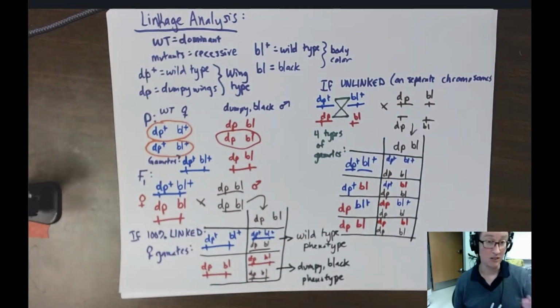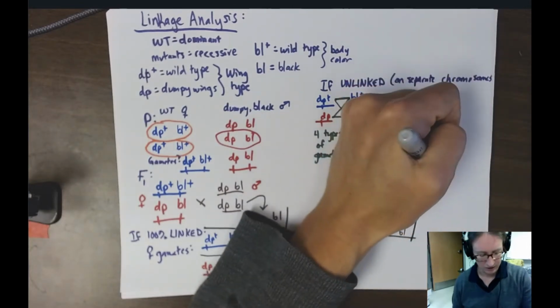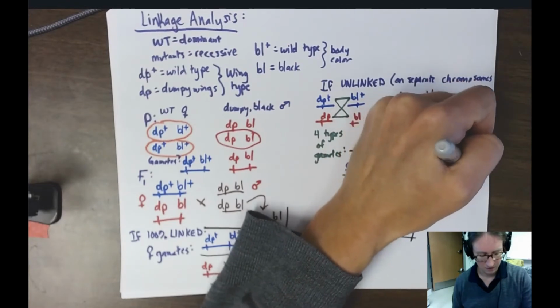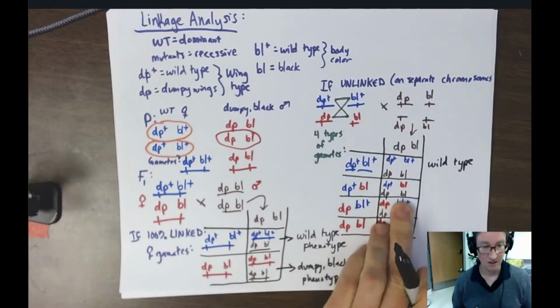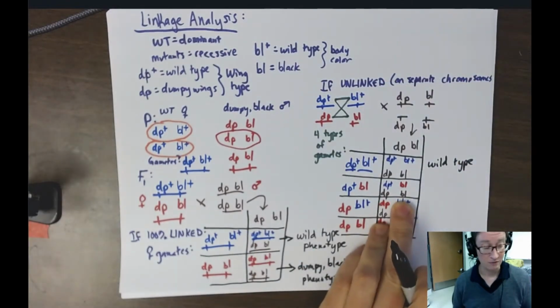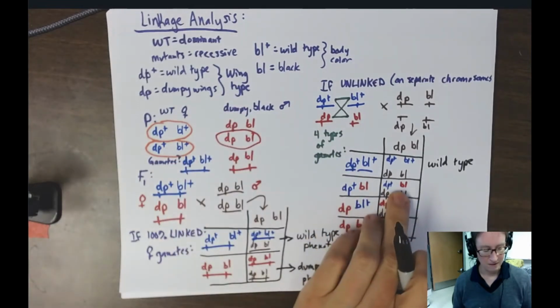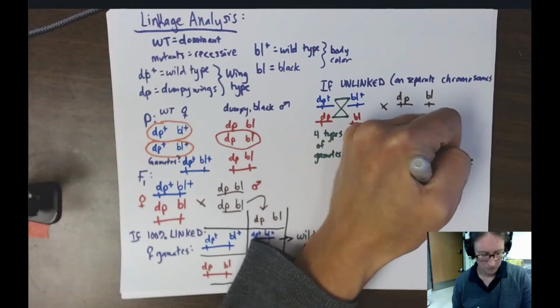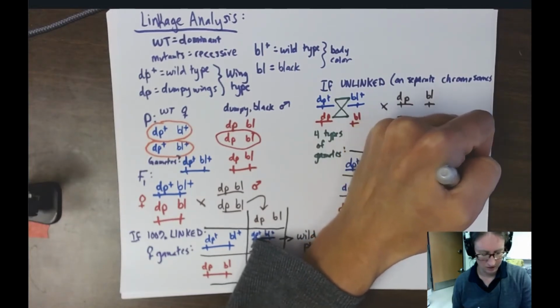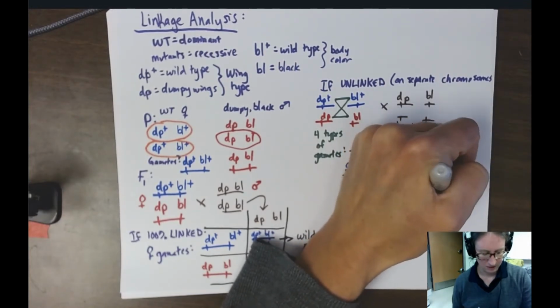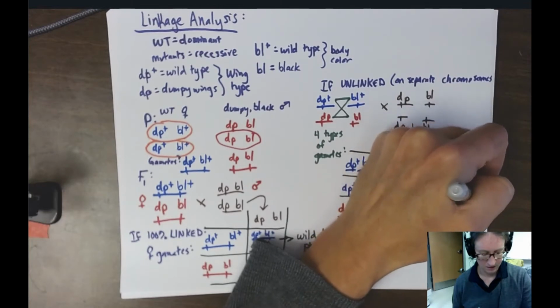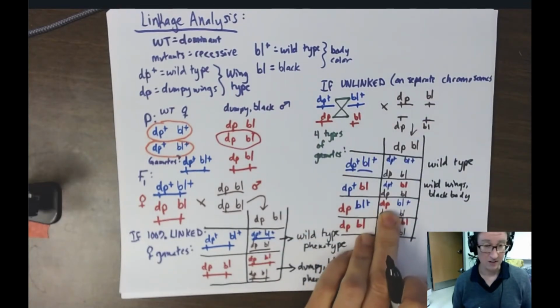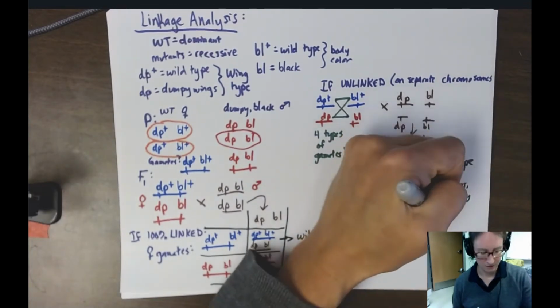So that's our genotypes, but what about our phenotypes in this case? Well, this upper one is going to be wild type. How about here? That's going to be wild type for wing type, but then it's going to have black body color. So I'm just going to say wild wings, black body. Here we've got dumpy wings, wild type body.